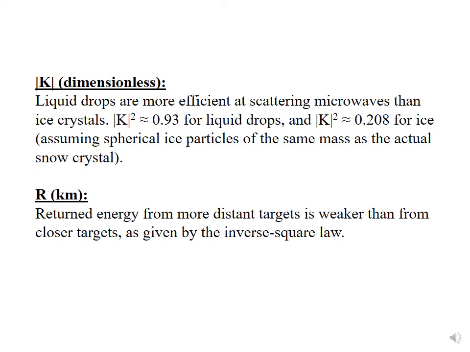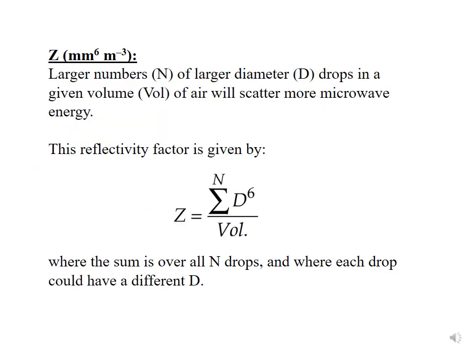And because of the 1 over R squared, the energy that we receive from distant targets is much weaker than from closer targets. And then we have that Z, which is our target reflectivity factor. And if we are assuming that we're looking at droplets in the atmosphere, the things that will increase the reflectivity factor of an individual volume is having a larger number of droplets, or having droplets that are big in a given volume of the air.